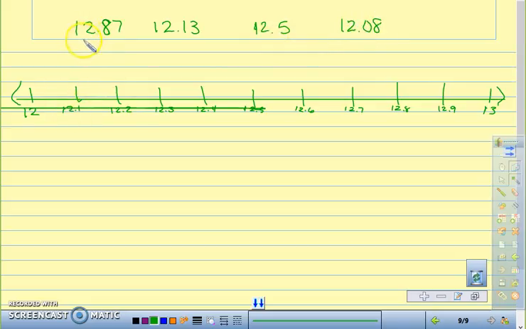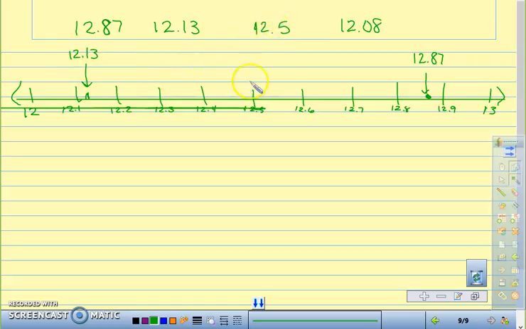Okay, so I'm going to look at this first one and I'm going to say, okay, I have the number 12, which we should not be beyond 13, and I have 87 hundredths. So I'm going to go to that 12.8, and I know that that's probably pretty close to 12 and 9 tenths. So I'm just going to put a little arrow, and that is 12 and 87 hundredths. Now I'm going to look at 12 and 13 hundredths. And I notice that it has 12 and then it has a 1 in the tenths place. So it would go about right here, maybe. I'm going to put a little arrow, and this will be 12 and 13 hundredths.